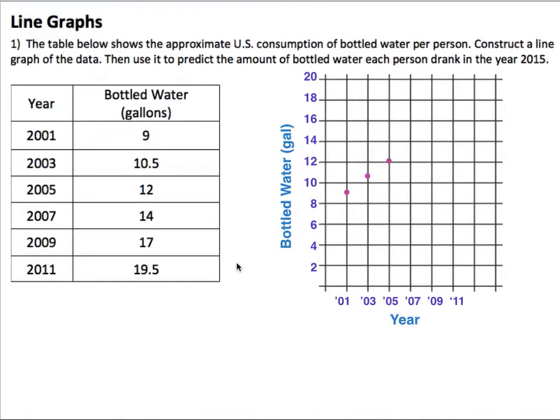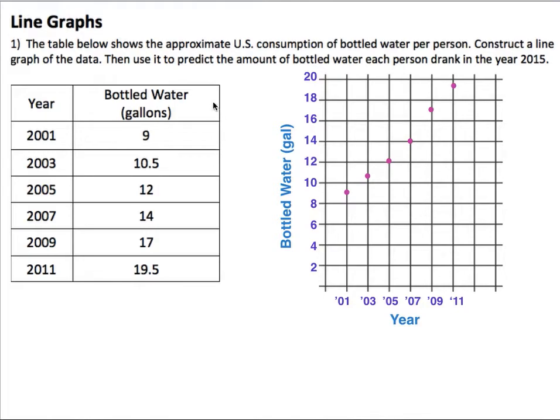In year 2007, it was 14 gallons of bottled water. In 09, it was 17. And in 2011, it was 19.5. Notice how that dot over 2011 for 19.5 should be more than halfway, because exactly halfway between 18 and 20 would be 19 itself. So 19.5 would be a little bit above that, but not quite to 20.